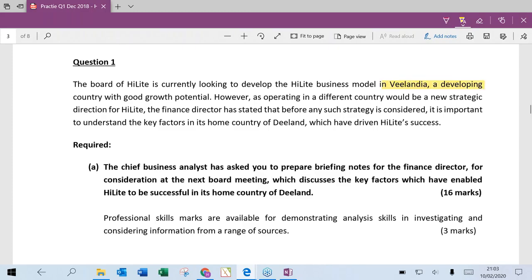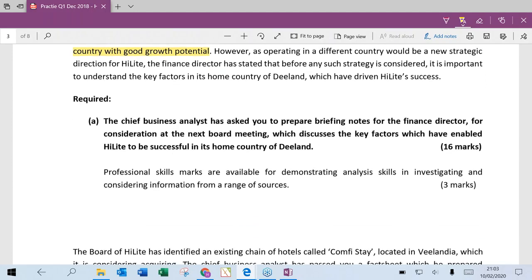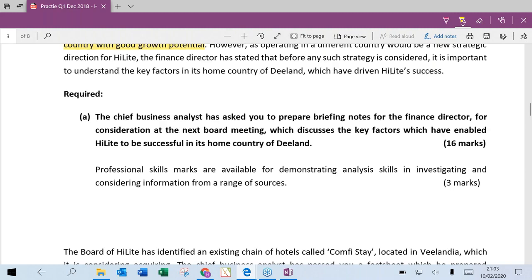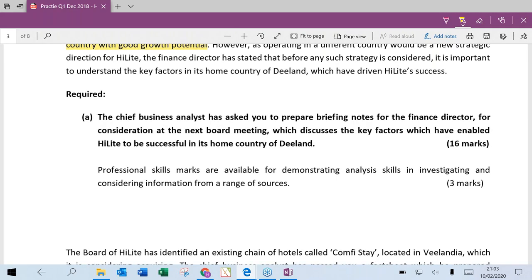So I saw something about Vilandia, a developing country with good potential. Required. The chief business analyst has asked you to prepare briefing notes for the finance director for consideration at the next board meeting, which discusses the key factors which have enabled Highlight to become successful in its home country of D-land. 16 marks. Wow. Professional skills marks are available for demonstrating analysis skills in investigating and considering information from a range of sources. 3 marks. Very, very important.